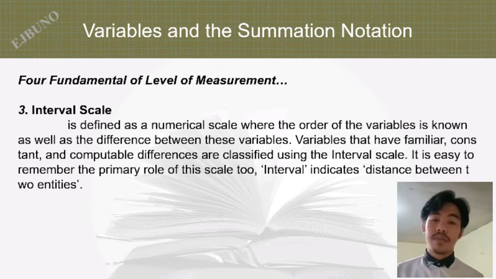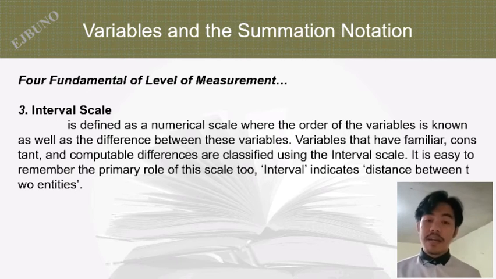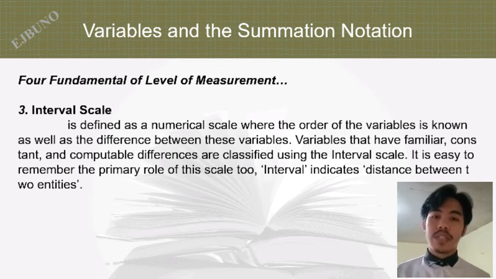The next level is the interval level of measurement. Interval is a numerical scale of variables in which the order is shown, as well as the difference between these variables. In an interval level of measurement, 0 holds something of value. So 0 is not literally 0. For example, temperature. When we talk about temperature, 0 degrees Celsius doesn't mean that it does not have any temperature.